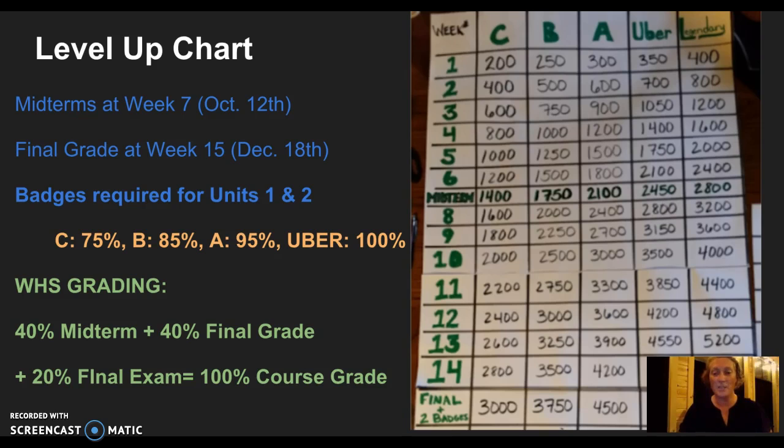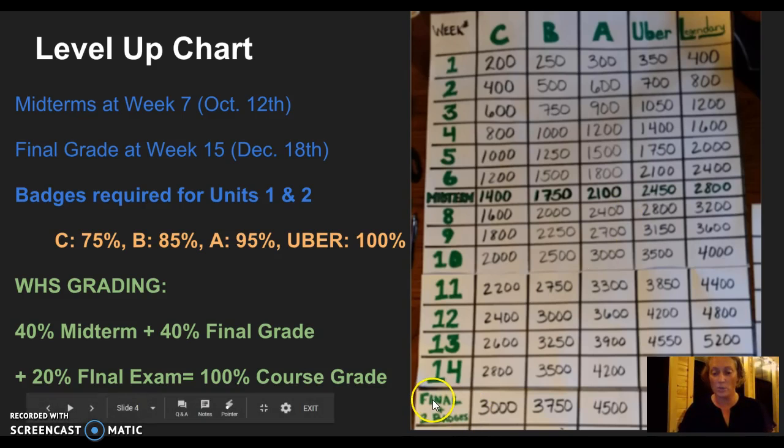The two really important grades are right here. The first one's at the midterm. The midterm grades go in October 12th. On October 12th, I'll take a look at students' experience points. If they have 1,400 at least, they get a C on their midterm report, which is 75%. If they have 1,750, they'll get a B at 85%. If they have 2,100, they'll get an A at 95%. And then Uber and Legendary, anything over 2,450, will get them 100% on their midterm grades.